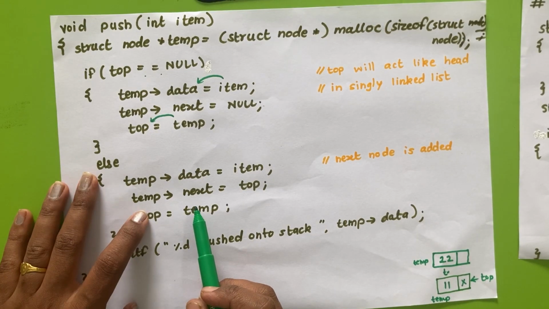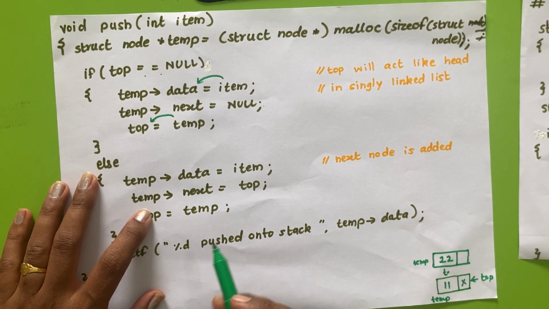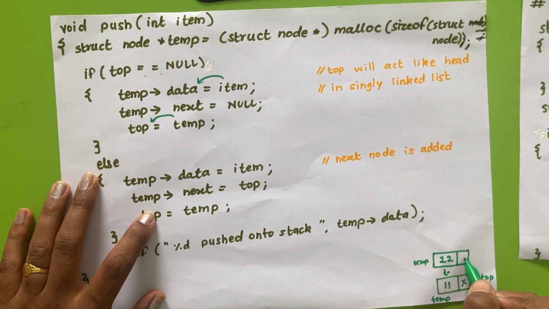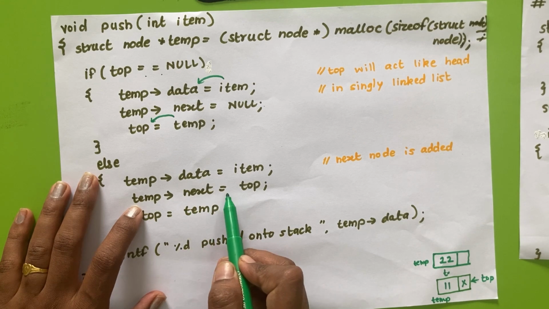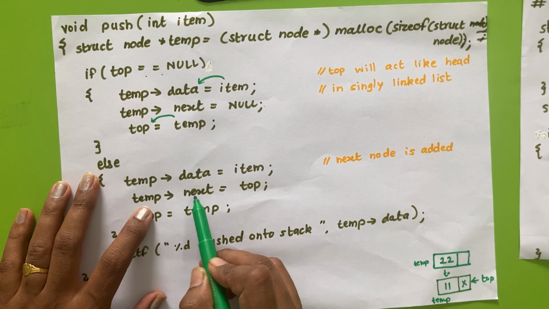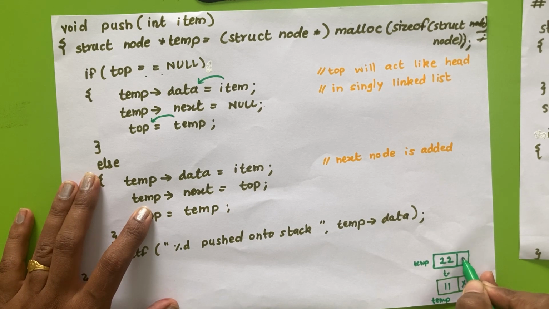Now we'll update the pointer field, so temp->next. This is our temp node, and its next will store the address of the top node. Our current top is this node. So the newly created node will store the address of the older node. That's why temp->next is equal to top, means the value of top will get assigned to temp->next. So this will point to the top node.